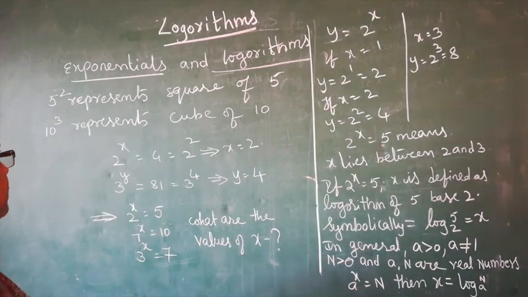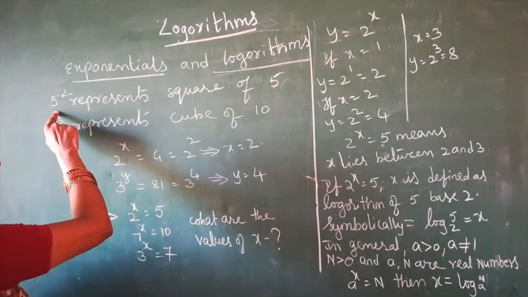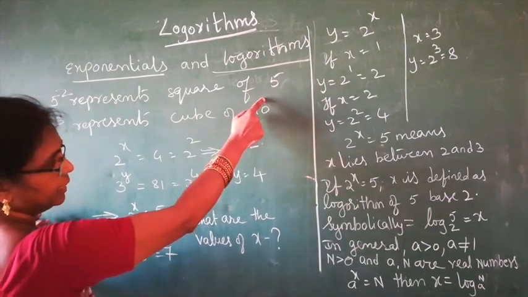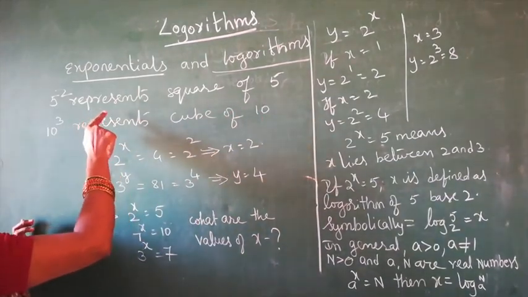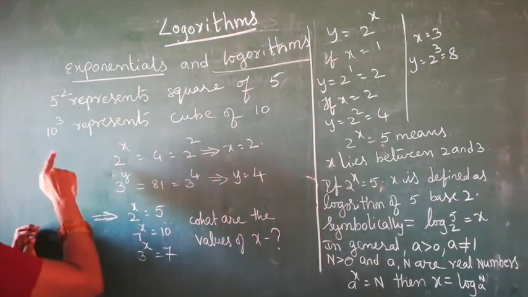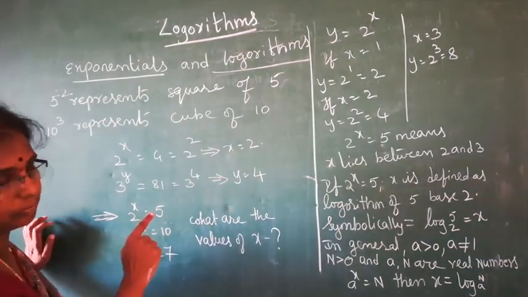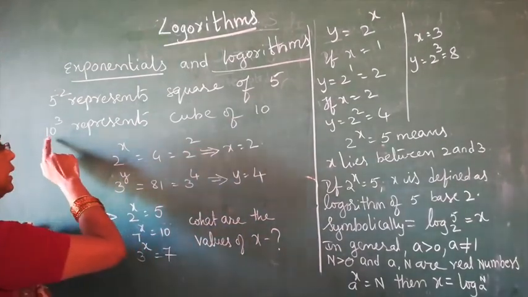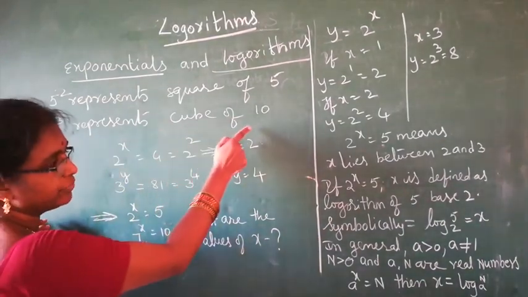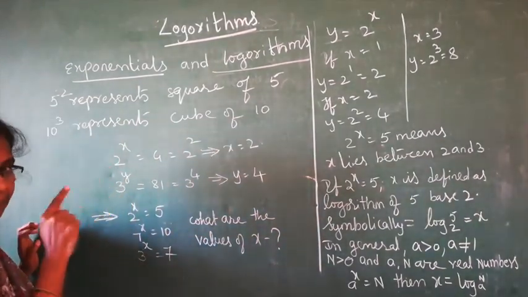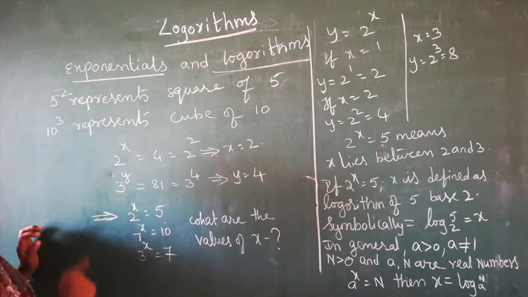Now suppose, for example, 5 square. What is 5 square? Square of 5, and 5 is the square root of 5 square. 10 cube represents cube of 10, sorry. 10 cube represents cube of 10, which means 10 is the cube root of 10 cube.